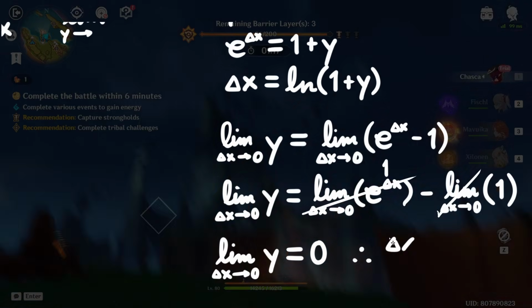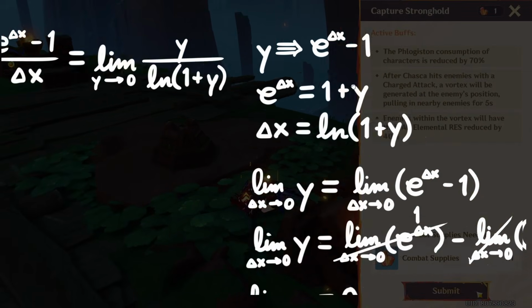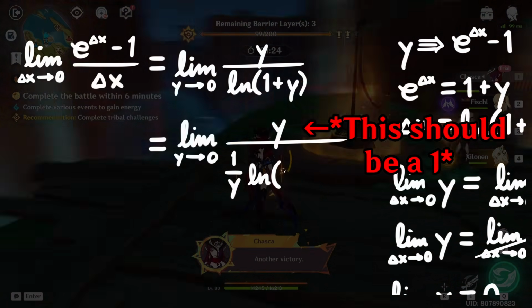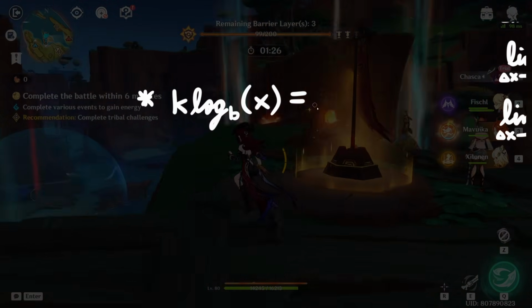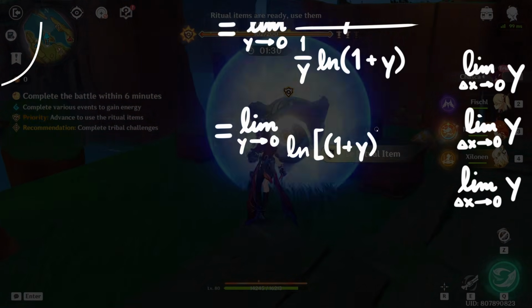Alright, now we can rewrite everything in terms of y. From here we can notice that we can bring the numerator into the denominator by taking a reciprocal, and then I can make use of the power property of logarithms.